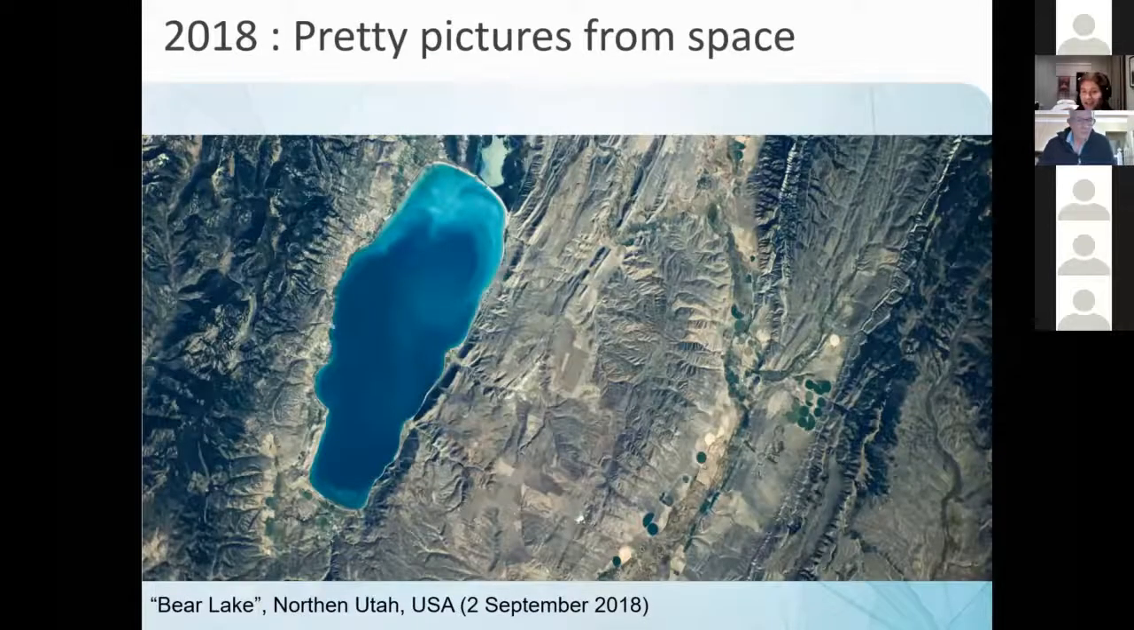From 2018, another very beautiful photograph taken over Bear Lake in northern Utah. This specific lake has sediments washing into it, causing this very bright blue color to show up where the sediments swirl into the water. And you can also see some of these circular irrigated areas. These are not alien circles, but irrigation circles.